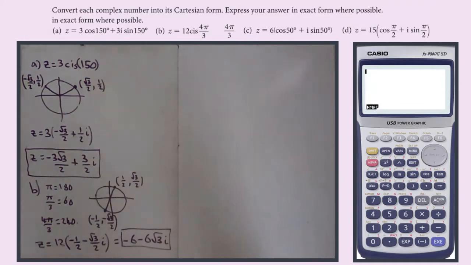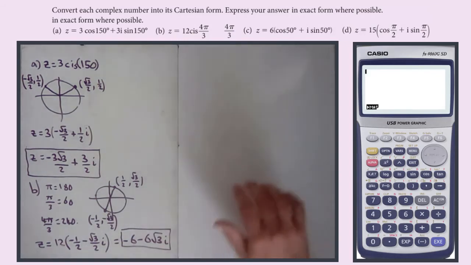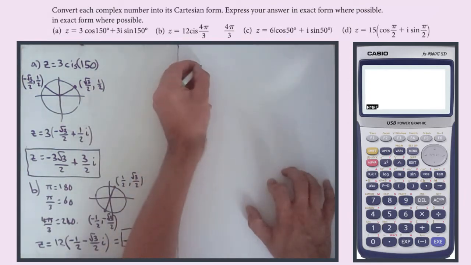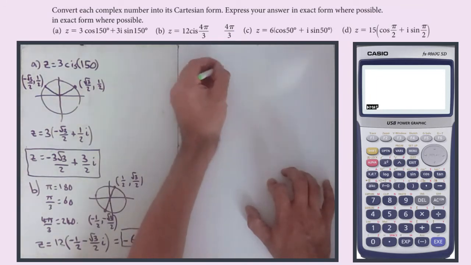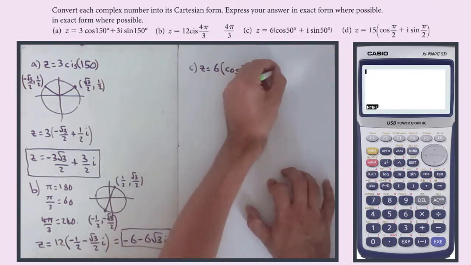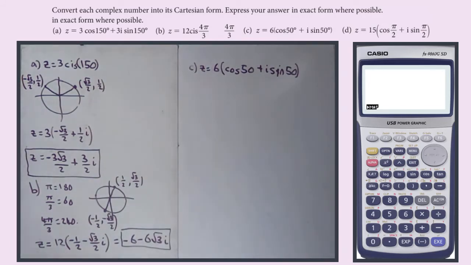Part C, z equals 6 cos 50 plus i sine 50. So 50 degrees is difficult because it isn't one of our nice values that we can do exactly. So you're going to have to use a calculator to work out cos 50 and sine 50. And if you're going to do that anyway, you might as well just use your calculator to do the whole thing. So for part C, I'll just write the question down and we'll go straight to the calculator. So z equals 6 cis 50.